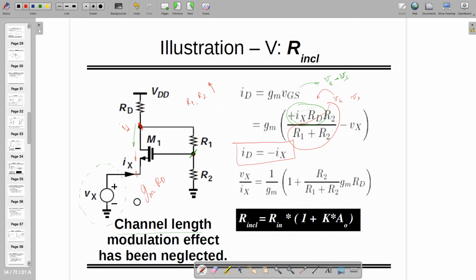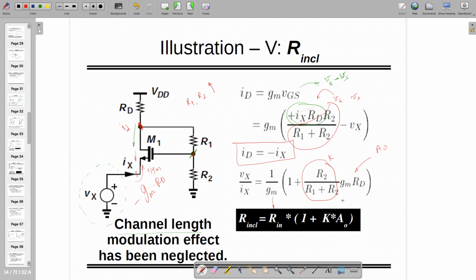We are not considering the channel length modulation. Okay, so this is the gain. The feedback factor is from that point itself. The feedback factor is R2 by R1 plus R2, which is acting as K. 1 by gm was the input impedance, if you remember. So that was the input resistance, and it's getting multiplied by 1 plus Ka0.